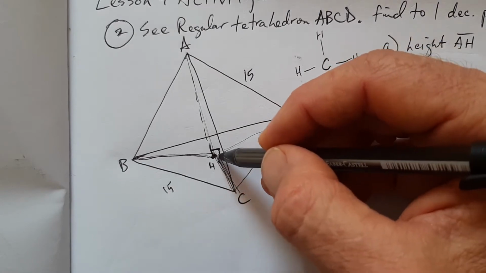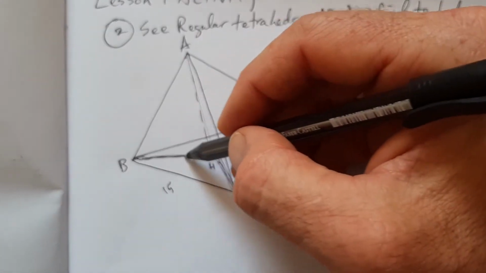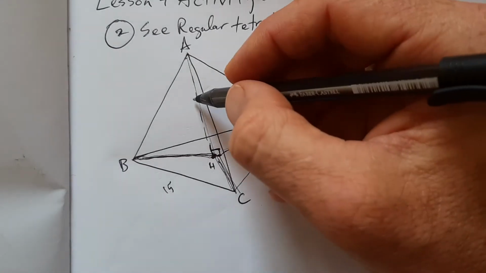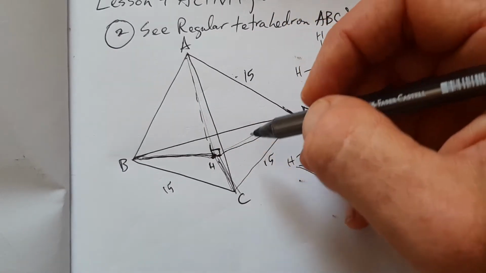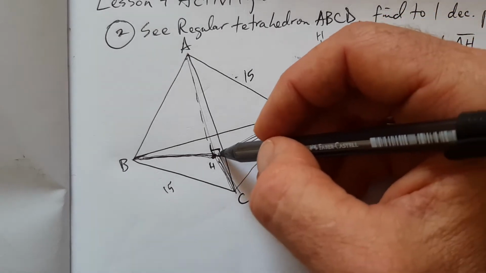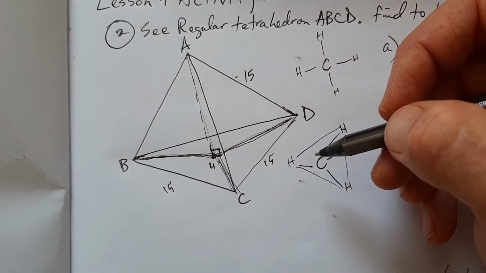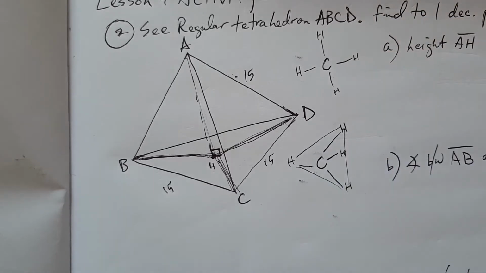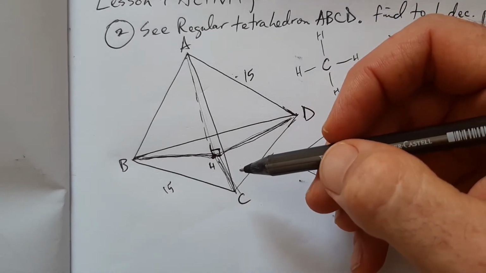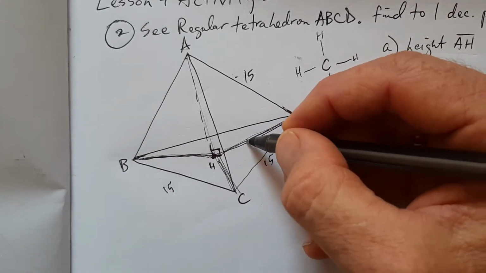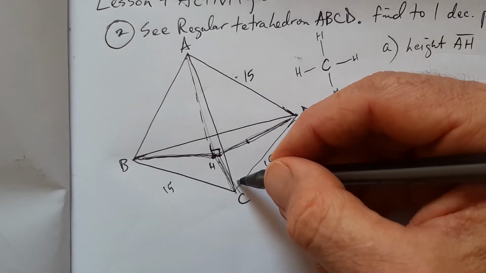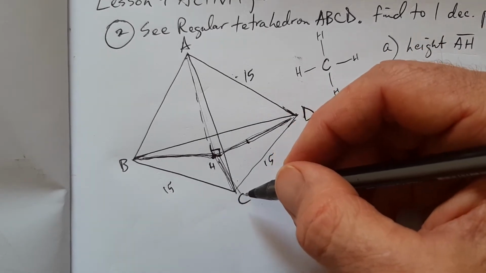So let's give this our best shot, and we want to find this height. If we could find this length here, boy, wouldn't that be nice? And what is that length there? Let's think about this here. If we can find this length here, well, what is that? I got a 15 here. What would these sides be?